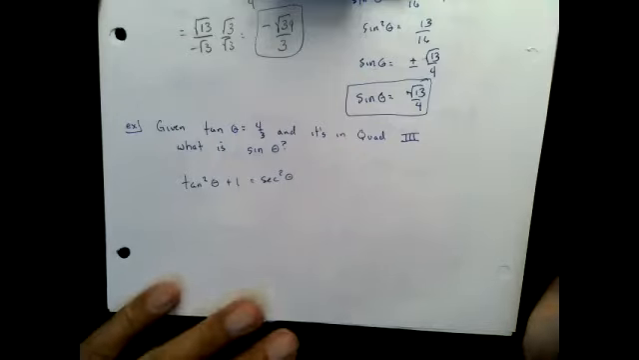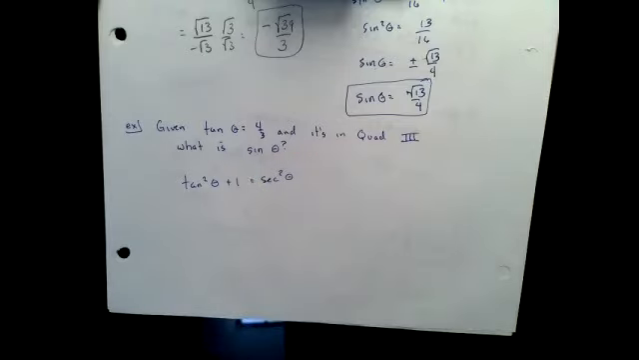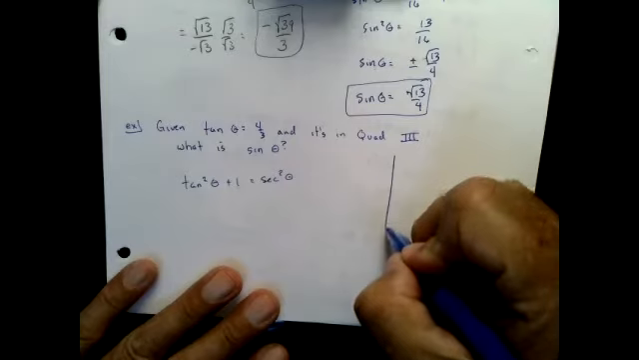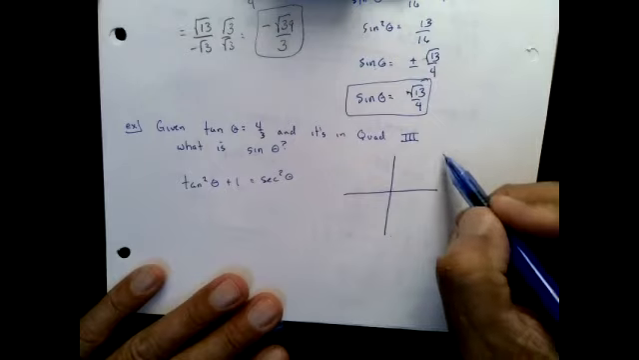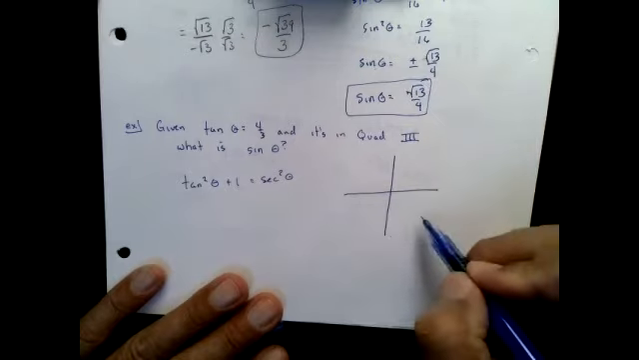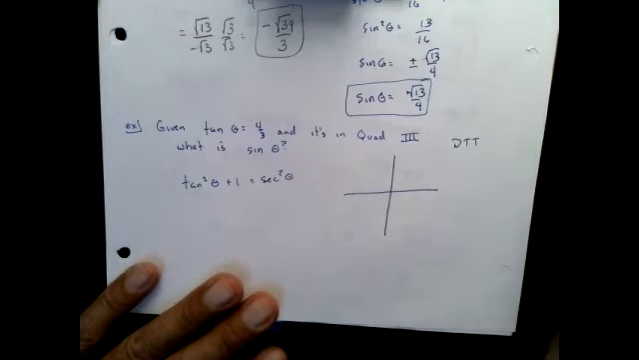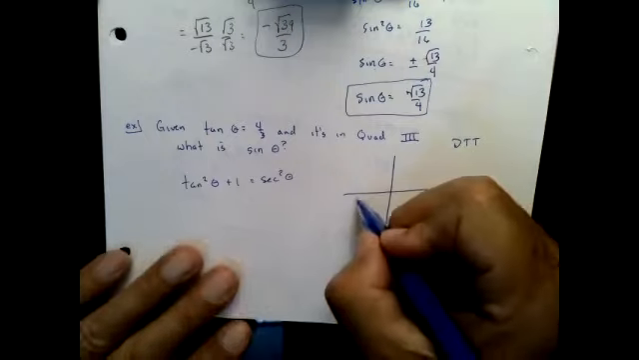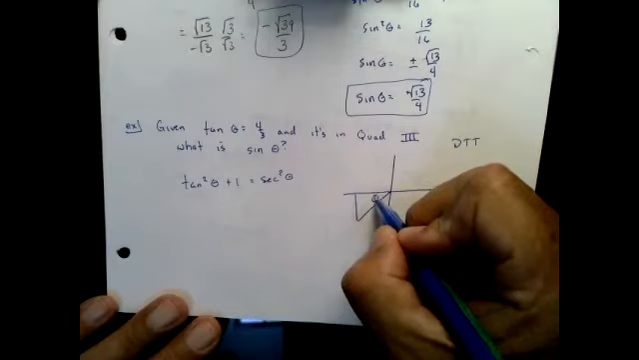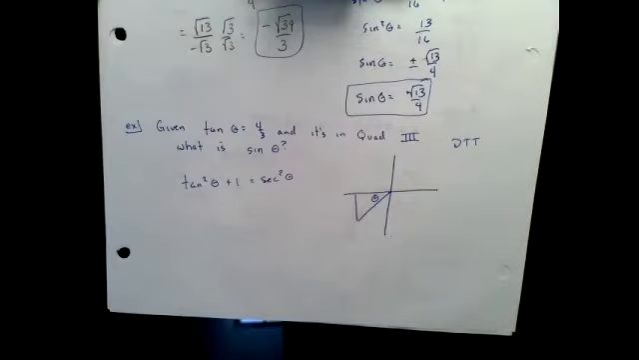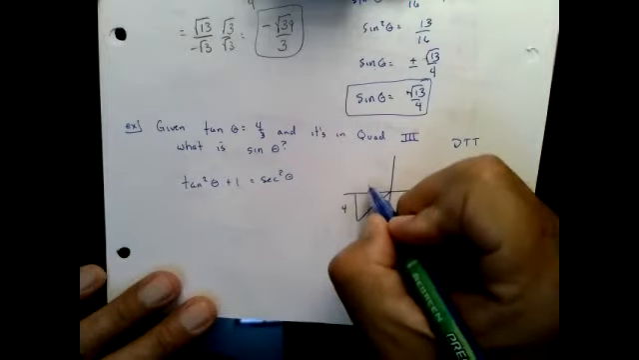So here's another way to do these problems. It didn't specifically say use identities, so I'm going to go back to what I know. Tangent is 4/3 and it's in quadrant 3. That's good. All spiders taste crunchy. So I'm going to go back to DTT, draw the triangle. It's in quadrant 3, has to be there. Here's theta. I know that the tangent is opposite over adjacent.